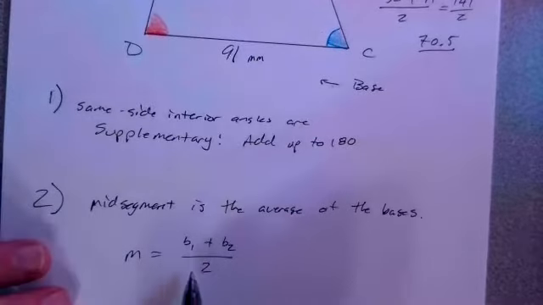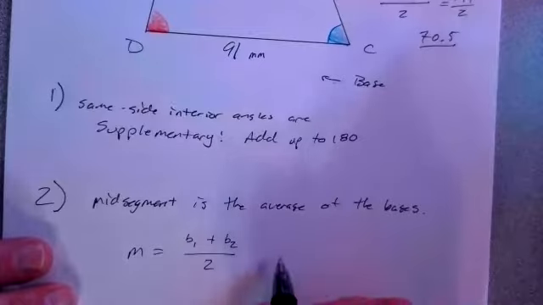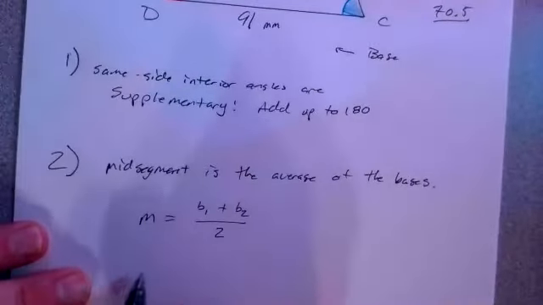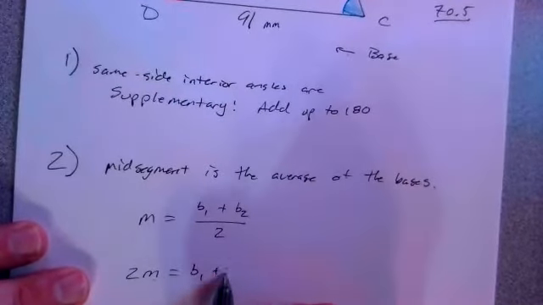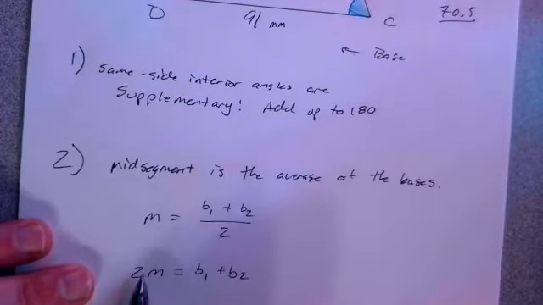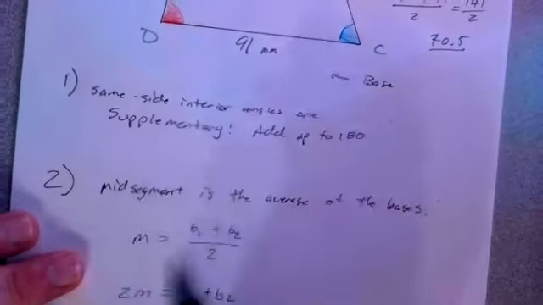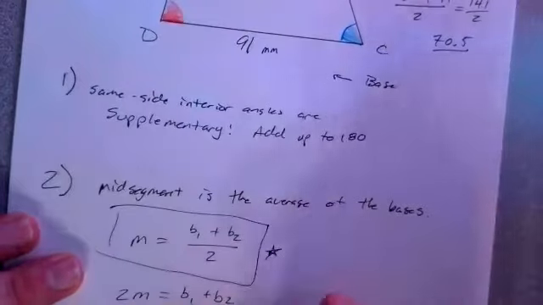If you wanted to manipulate this a little bit, you could multiply both sides by 2. Another way of looking at the same exact formula is 2 times the mid-segment is equal to base 1 plus base 2. That might be helpful if you don't like the fraction. But I'm going to use this version right here. This, I think, is going to be the most helpful.